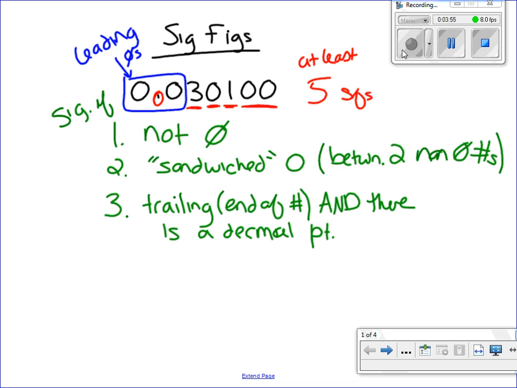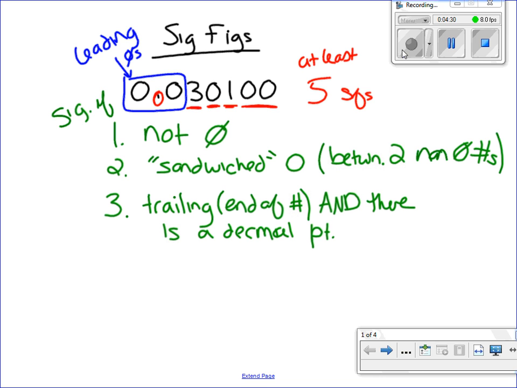Okay? A number like 1,000 only has 1 sig fig because these are trailing zeros, but there's no decimal point. So this would have 1 sig fig. SF is sig fig. However, as soon as I put a decimal point, this now has 4. Okay? If I add a 0 there, it now has 5. Okay? Leading zeros are never significant. Trailing zeros are significant only if there's a decimal point.